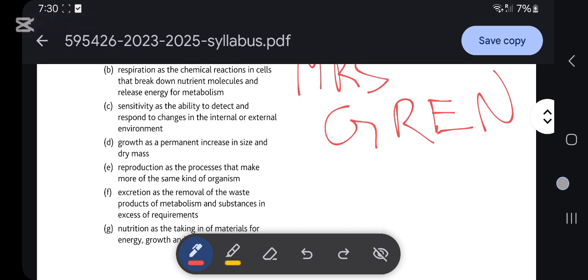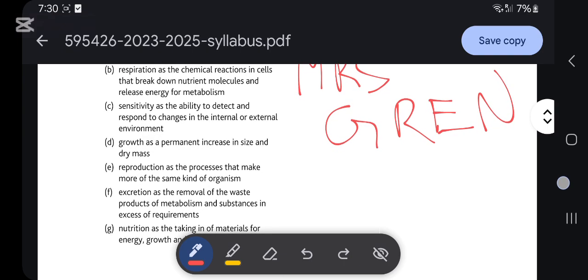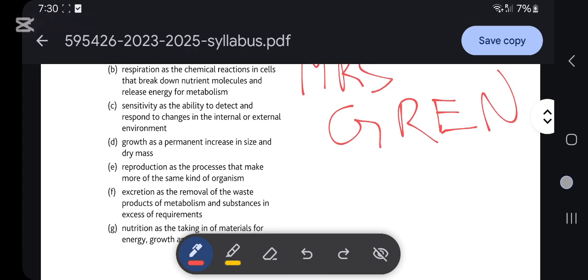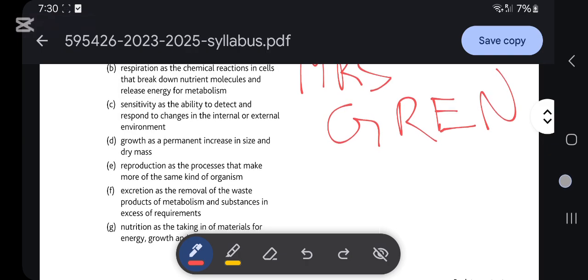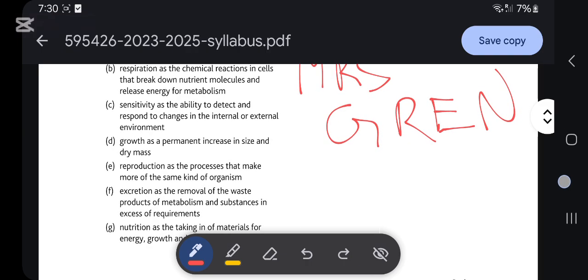Now, sensitivity is the ability to detect or respond to changes in the internal or external environment. Internal environment, it can be blood temperature. External environment, it can be, maybe you detect dust, so your eyes suddenly close. Any reflex action, someone comes and does something near you, so your eye closes. That is sensitivity.